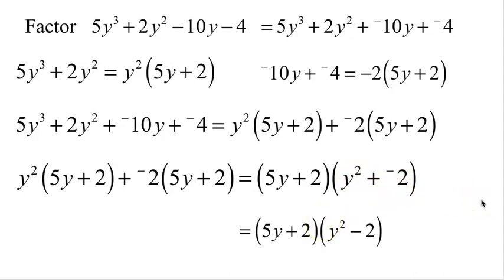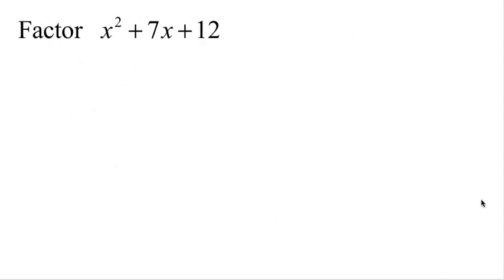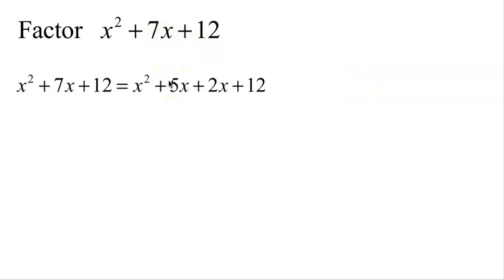All right. Next, I have x squared plus 7x plus 12. Now, this has 3 terms. When we've done factoring by grouping, we've looked at things that have 4 terms. But I can make this have 4 terms by breaking up 7x. 7x is something plus something, so let me try it and see what I get.